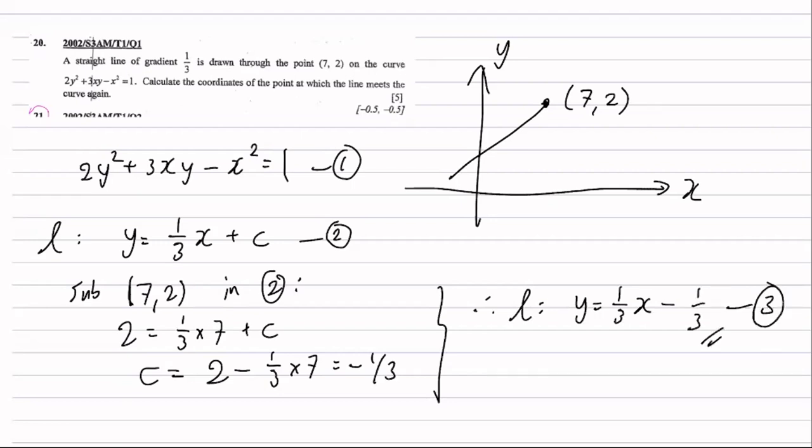Then calculate the coordinates of the point at which the line meets the curve again. Okay, let's read the question carefully. They say a straight line of gradient 1/3 is drawn through the point (7, 2) on the curve. What does that mean? This (7, 2) lies on which graph? It actually passes through both the line and the curve.